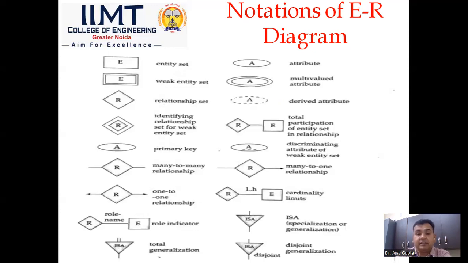Then many to one relationship. Many to one means at many sides there is no arrow, and at one side there is a single arrow. So this is known as many to one relationship.